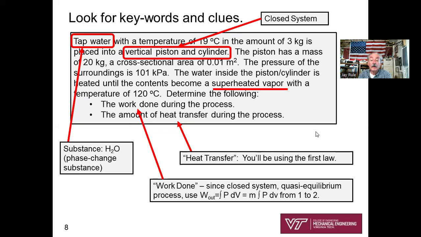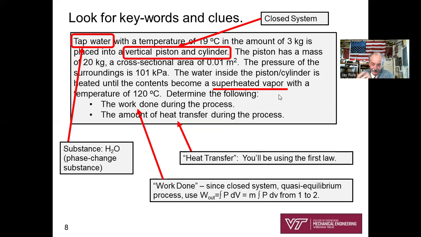Closed system, vertical piston and cylinder, that's a giveaway there. Another thing that I underlined here is a little bit of a gift in the problem statement. It says heated until the contents become a superheated vapor. So that discloses the phase of state 2, doesn't it?